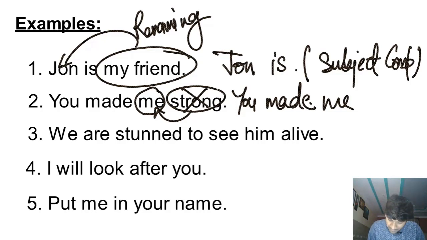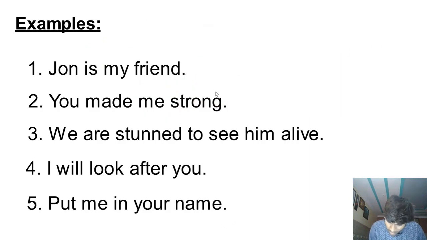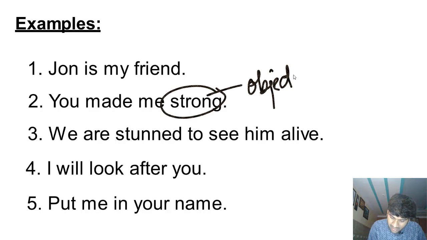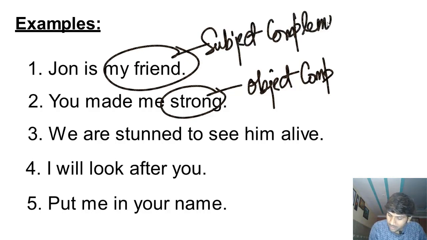So here, this is object complement. It's completing the meaning of the object. And here, my friend is a subject complement. We'll learn all these types of complements one by one. But let's just look at these examples and understand how complements work.